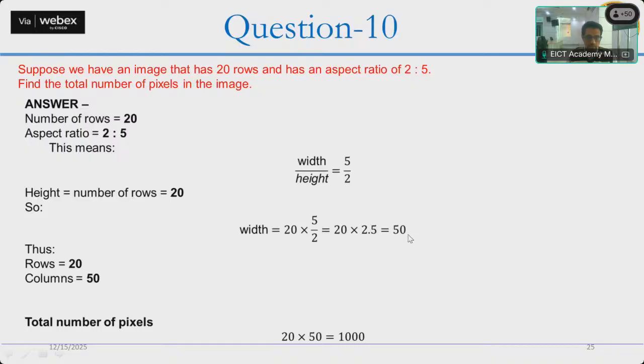So the total number of pixels in the image is rows into columns. When you multiply that, the total number of pixels is 20 rows by 50 columns, and that is this.